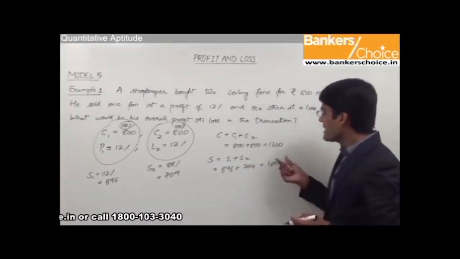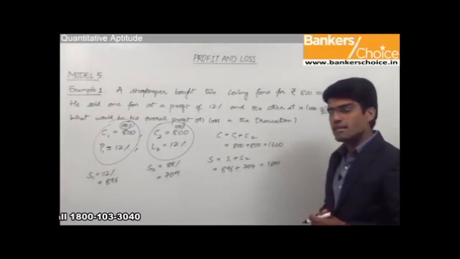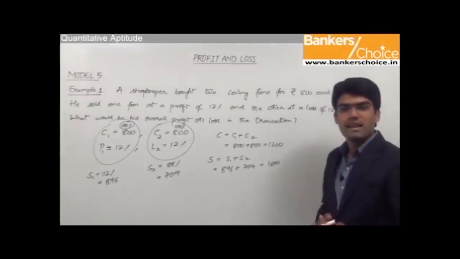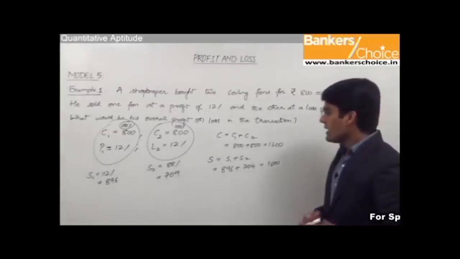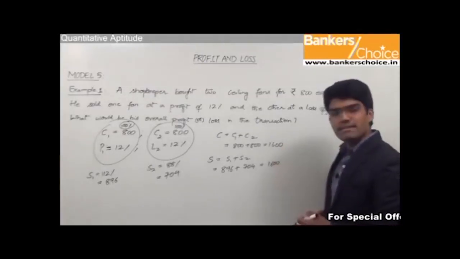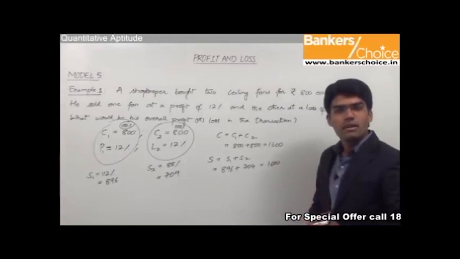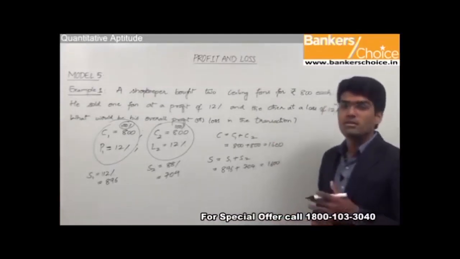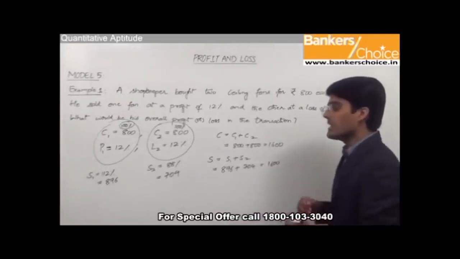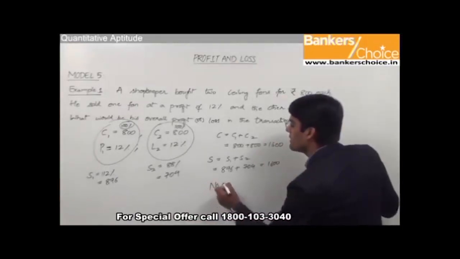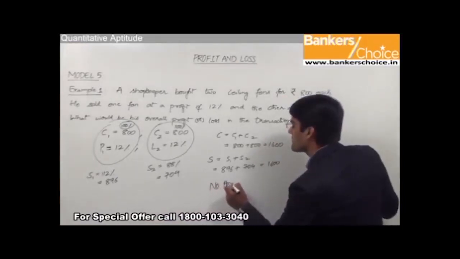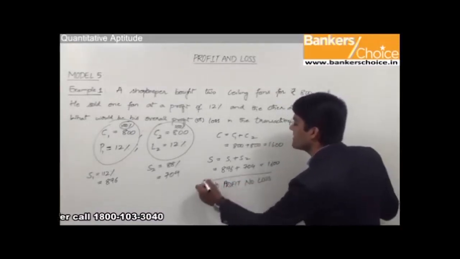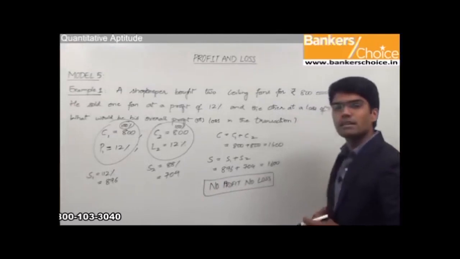So you find here that the overall cost price is 1600 and the overall selling price is also rupees 1600. Now, if the cost price and the selling price are equal, there will not be any profit or any loss. So we can say that there is going to be no profit, no loss in this transaction. So the answer here is no profit, no loss, as both the selling price and the cost price are equal.